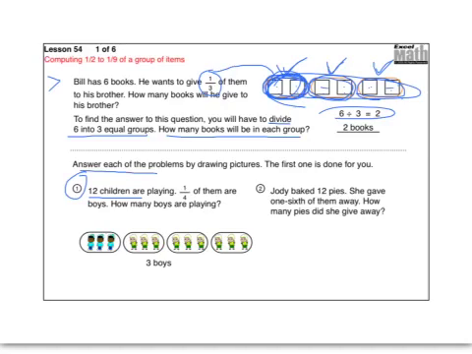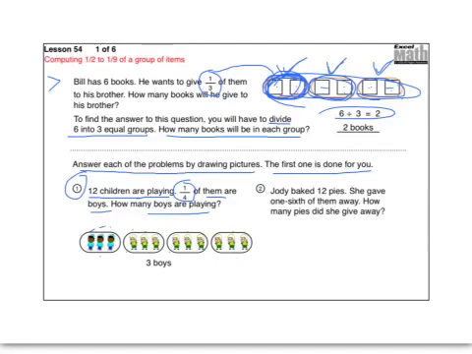It says answer each of the problems by drawing pictures. The first one is done for you. 12 children are playing. 1/4 of them are boys. How many boys are playing? So they drew all these kids. There's 12 of them altogether. 1, 2, 3, 4, 5, 6, 7, 8, 9, 10, 11, 12.